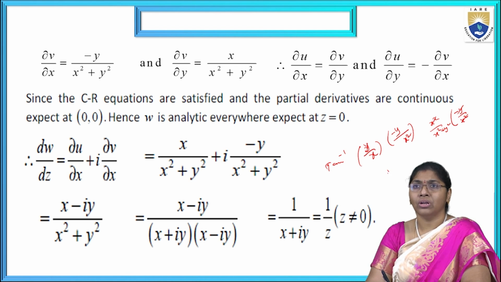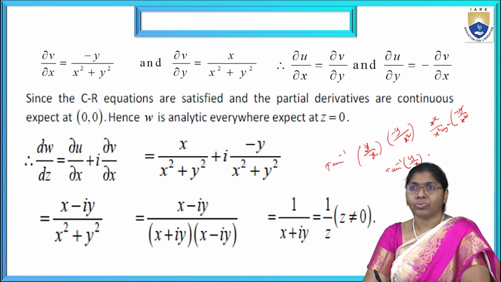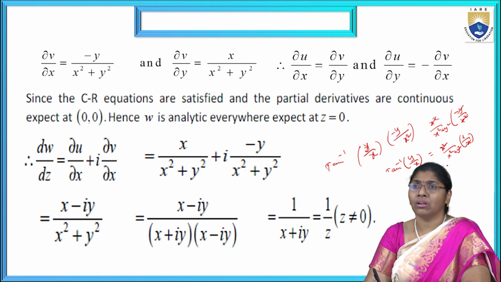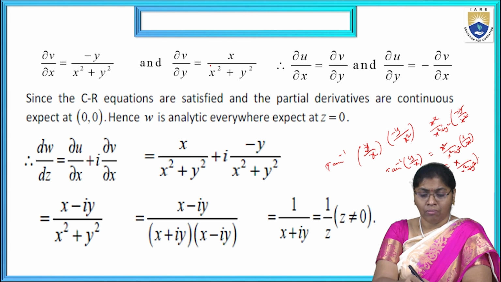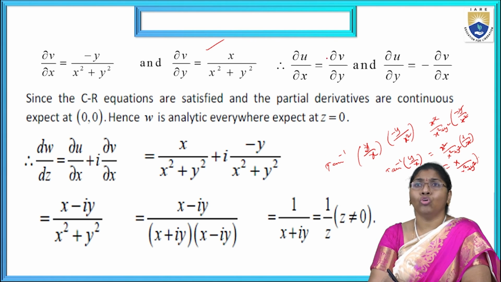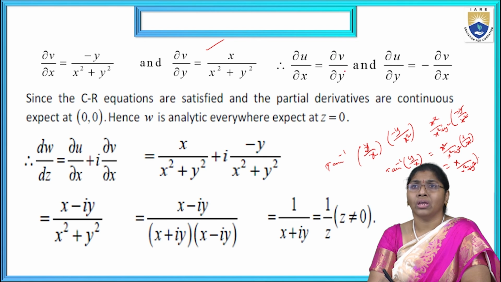Next, tan inverse of y by x with respect to y. With respect to y, here also the same, x square by x square plus y square into 1 by x. Both the x cancel, x square cancels, and we get x by x square plus y square. This is the value of dou v by dou y. Now dou u by dou x equals dou v by dou y, and dou u by dou y equals minus dou v by dou x.